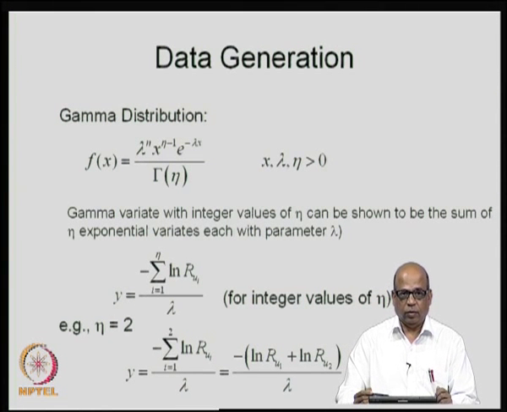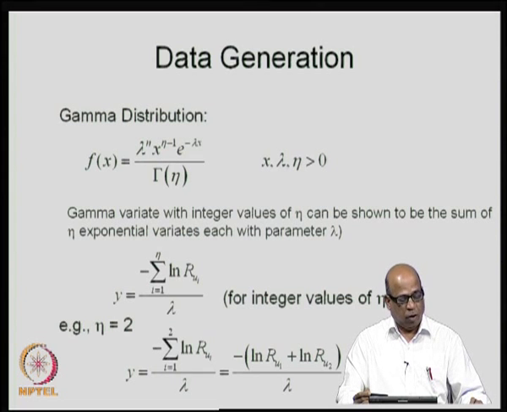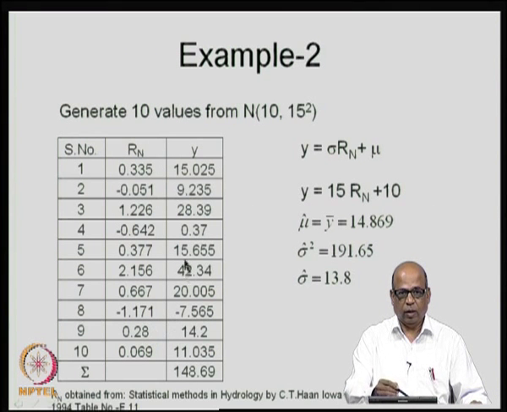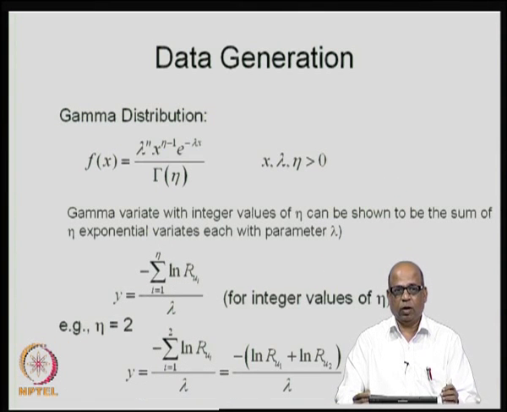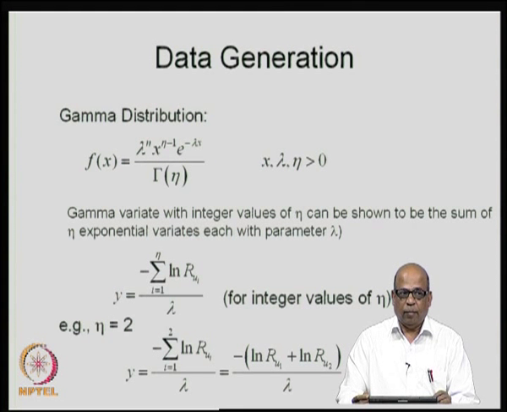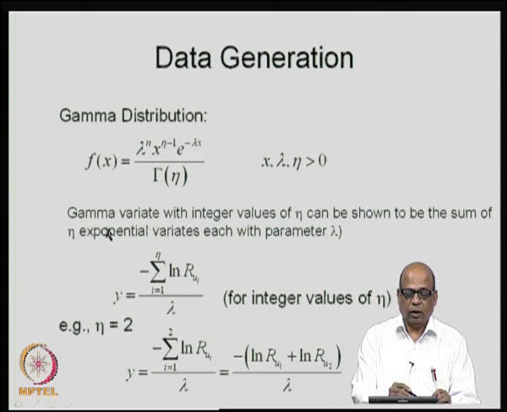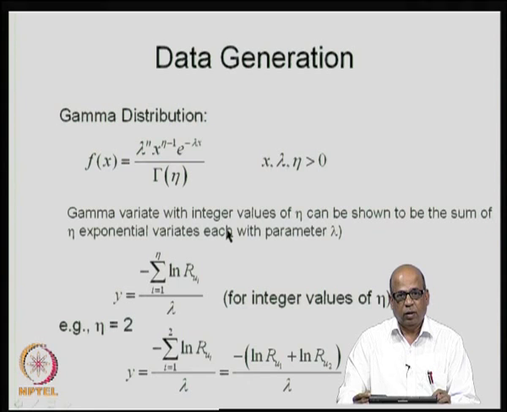Then there are certain distributions for which even obtaining these tables is difficult; analytical values of these tables are difficult. But they may be related to some other distributions for which data generation is possible using analytical procedures. For example, you look at the gamma distribution. In the gamma distribution, for the specific case where eta is integer, it has been shown that a gamma variate with integer values of eta is actually the sum of eta exponential variates with parameter lambda.